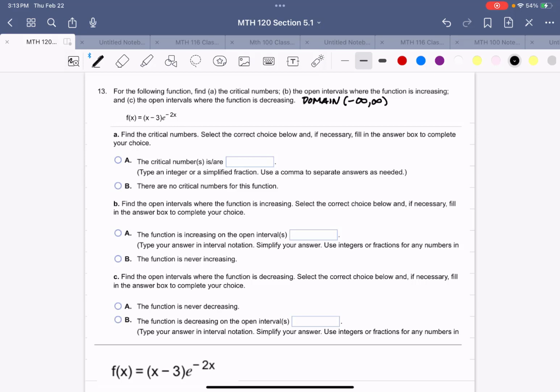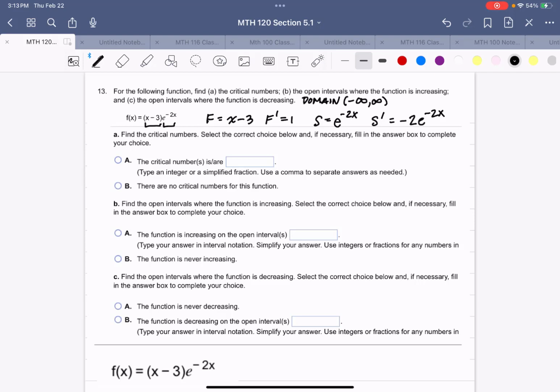However, it's important to realize this is two functions multiplied to each other, so this is going to be a product rule where the first function is x minus 3, and the derivative of the first function is 1, and a second function, e to the negative 2x, and a derivative of that, which is negative 2 e to the negative 2x, because it's e to the negative 2x times the derivative of negative 2x, which is negative 2.